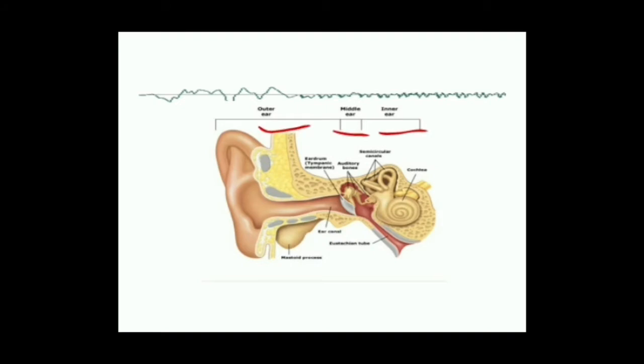The outer ear includes the pinna and the external auditory canal. The middle ear is the air-filled chamber inside the temporal bone and it has three middle ear ossicles. The inner ear is the site where the actual sensory receptors for hearing and equilibrium are situated.